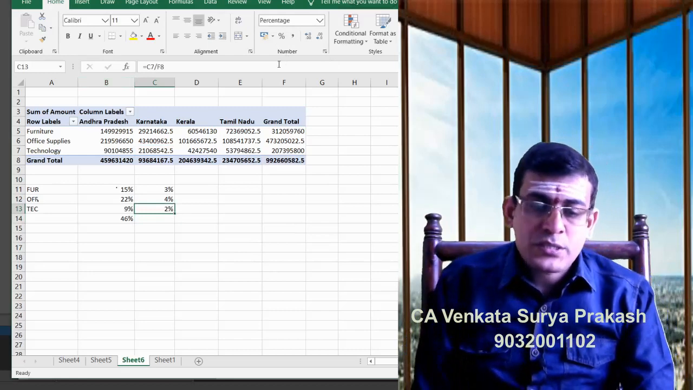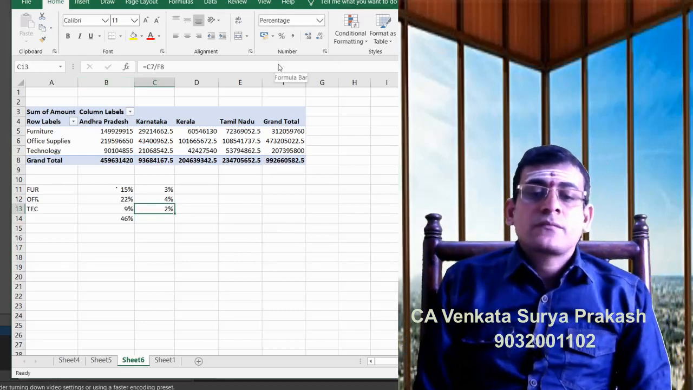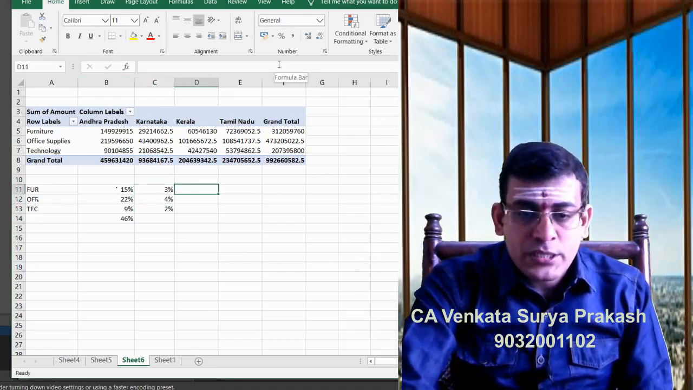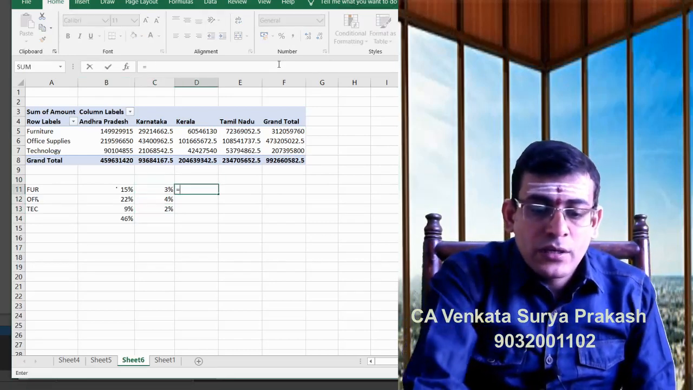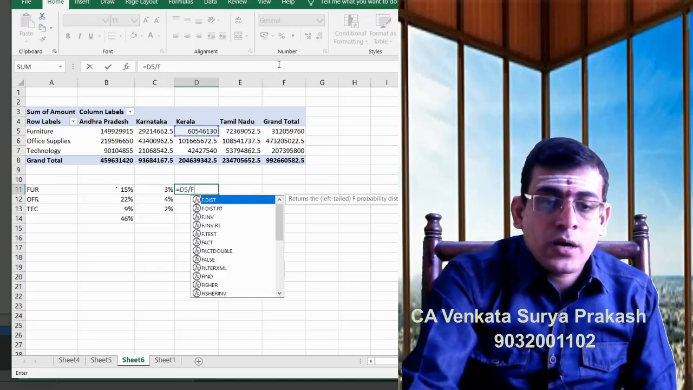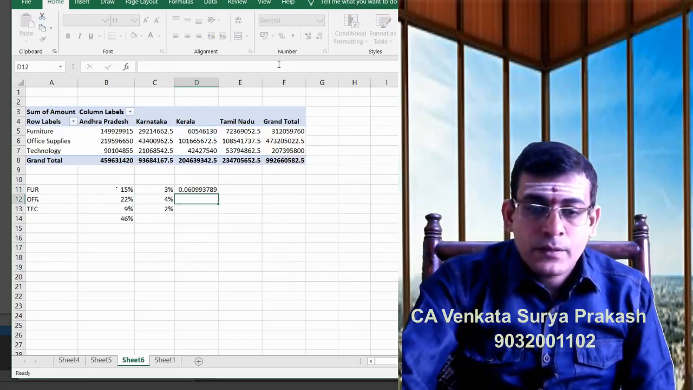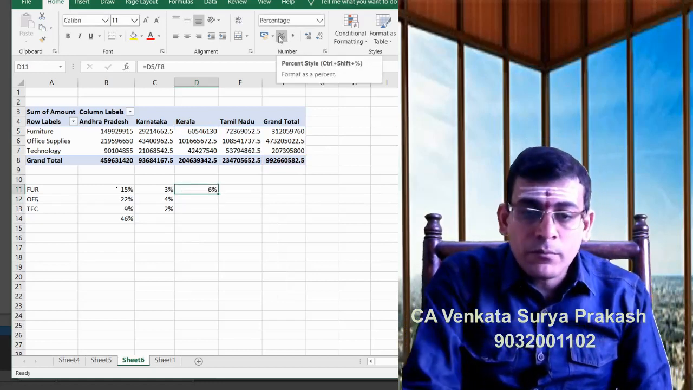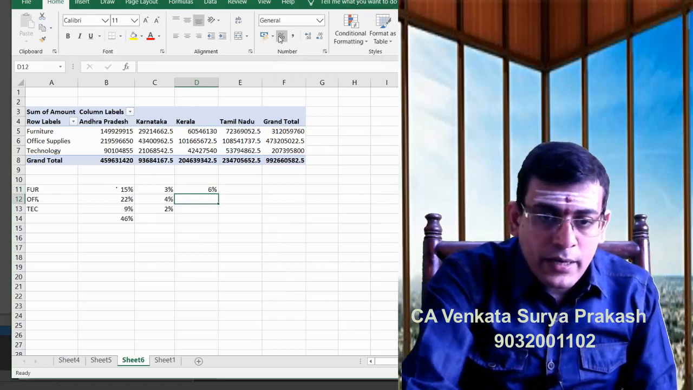This percent, 2%. So 3%, 4%, 2%. Now what about your remaining other two states? Kerala, if I consider furniture business, I am getting what? Furniture business, you are getting this much percentage, 6%. You are getting only 6% of revenue from that particular thing.